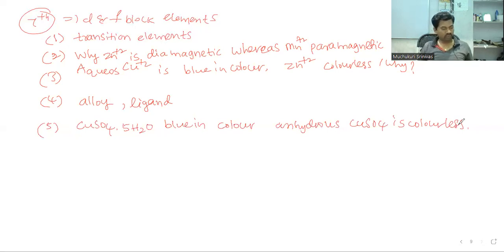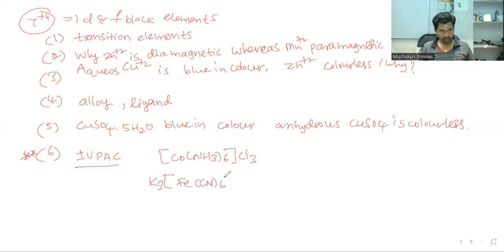Then from this chapter, you should read some important IUPAC names, especially Co(NH3)6 Cl3, then K3[Fe(CN)6], potassium hexacyanoferrate(III), then next K3[Fe(C2O4)3], then next K2[PdCl4].